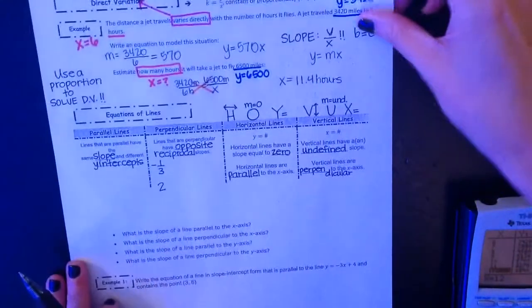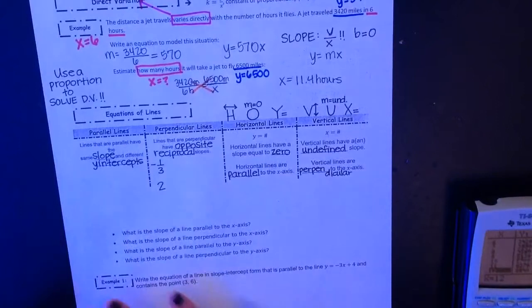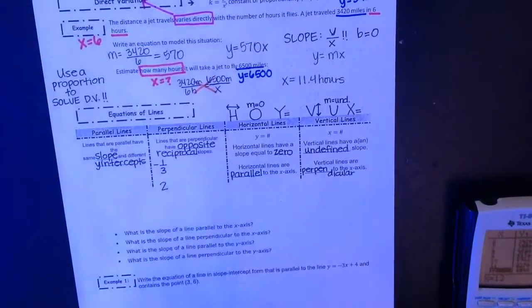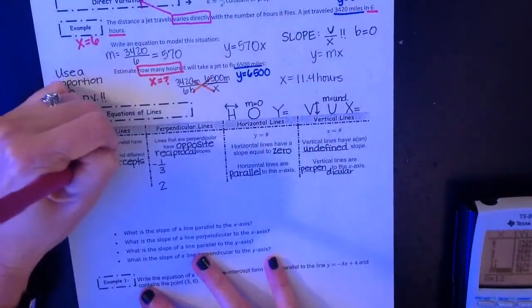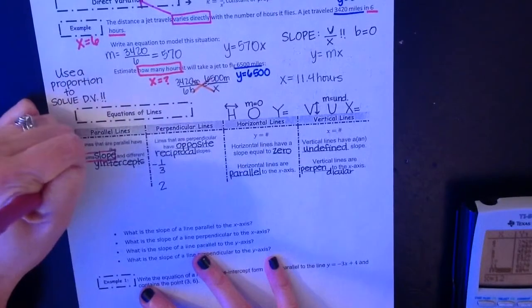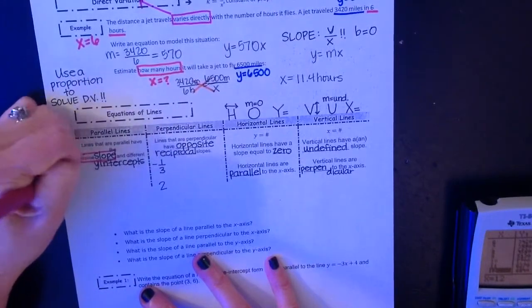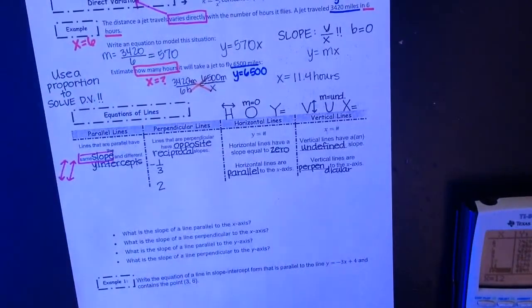All right, equations of lines. So now we're going to talk horizontal and vertical, and we're going to talk parallel and perpendicular. Parallel lines have the same slope. That is what is important. Same slope because the lines lean the same direction. That slope is what causes the lean.